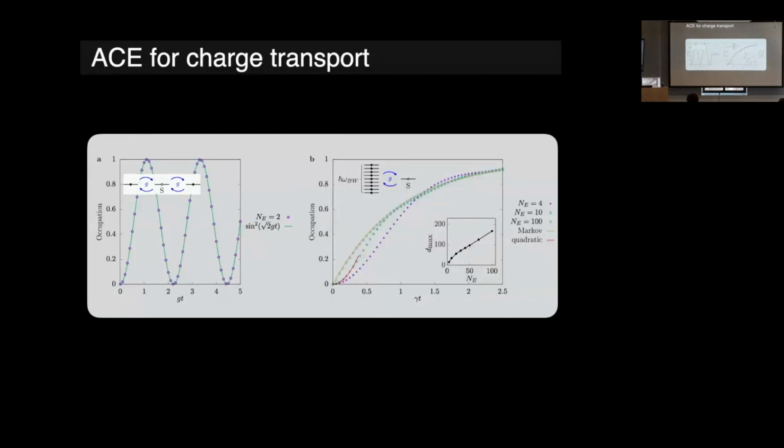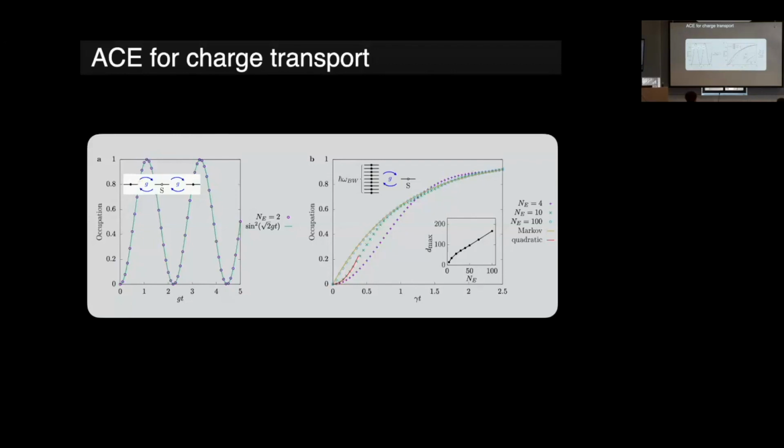Now we can change the setup slightly by adding more environmental modes here. If we start with 100, going to a large number, we get a nice exponential saturation, so that becomes essentially Markovian. We start occupying our site over time in an exponential fashion. If we have 10, we could do a perturbative expansion. We see quadratic behavior at first. If we have 4, we still get oscillations. We only show part of it.